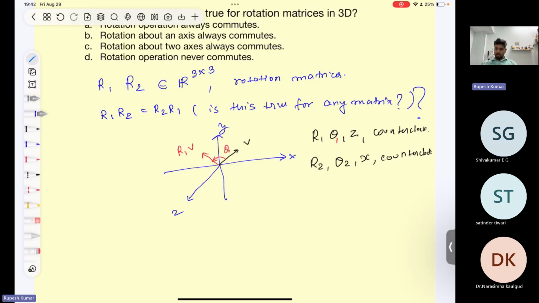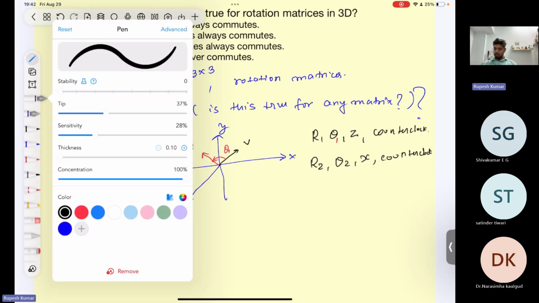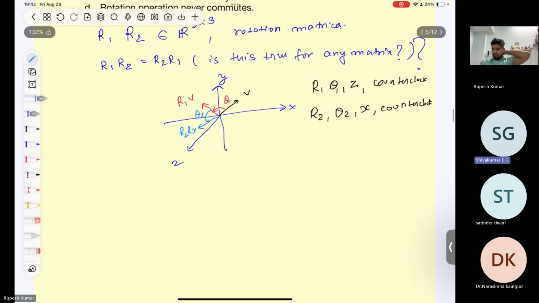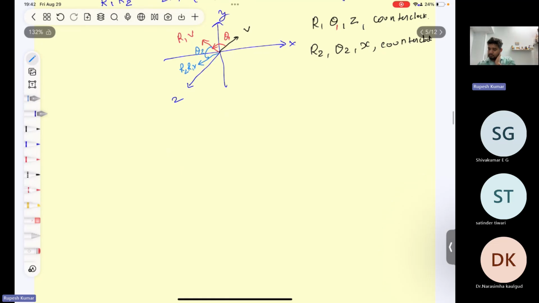Again, let me take a new color here. So now this is theta 2 again. You are moving in the counterclockwise direction in the YZ plane. The x axis is fixed. So you go from here to here, right? And you get to this vector in the xz plane, and let's call this r2 r1 p, and this is angle theta 2, right? This is one operation that we are going to do.